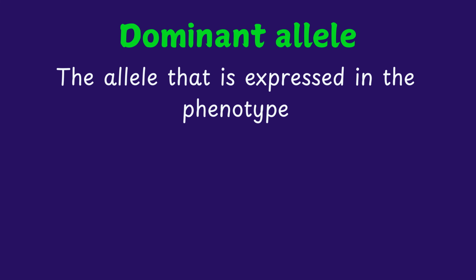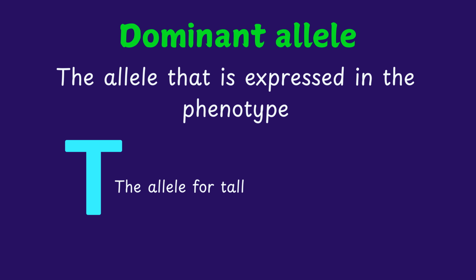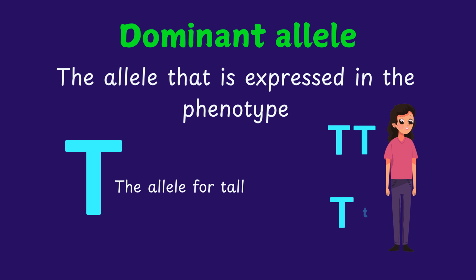The next word is dominant allele. The dominant allele is expressed in the phenotype, and this is represented by uppercase letters. So in this case, big T, and this represents tall. Remember, for each characteristic, a person has two alleles. For example, if someone is tall, they could be big T, big T, or big T, small t. One allele came from the egg cell and one came from the sperm cell.